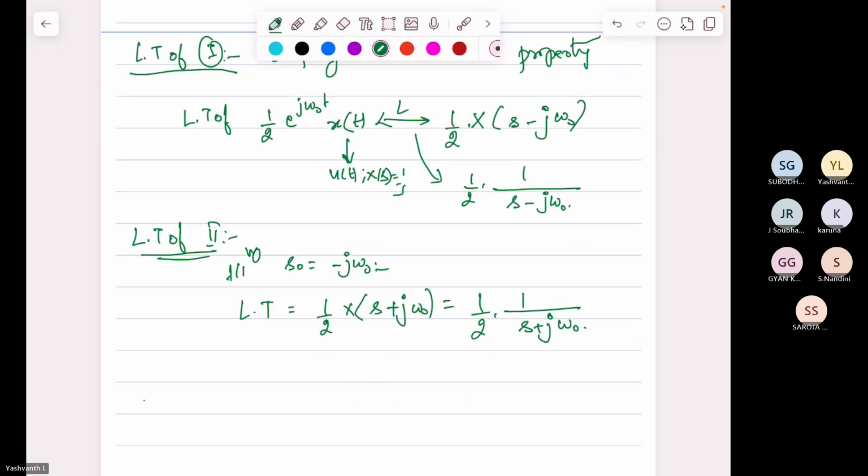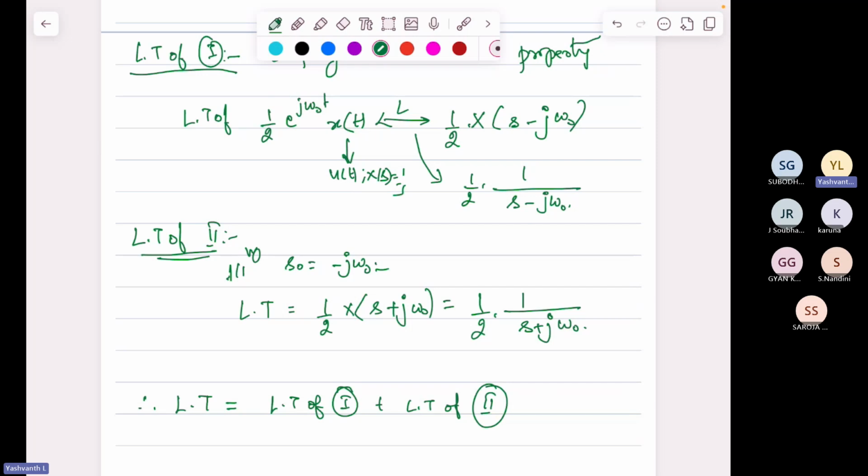Therefore, your total Laplace transform is the Laplace transform of term 1 plus the Laplace transform of term 2. Why can I add? Because of linearity. Linearity says that if x1(t) has a Laplace transform X1(s) and x2(t) has a Laplace transform X2(s), then the Laplace transform of x1(t) plus x2(t) is equal to X1(s) plus X2(s).